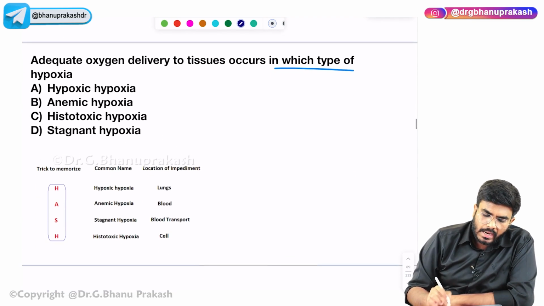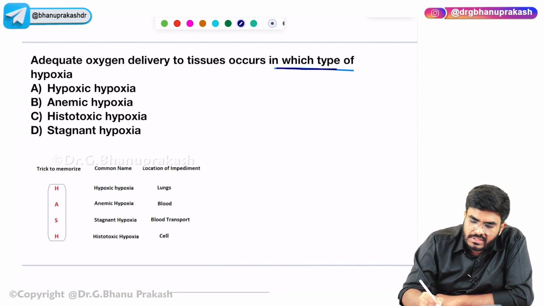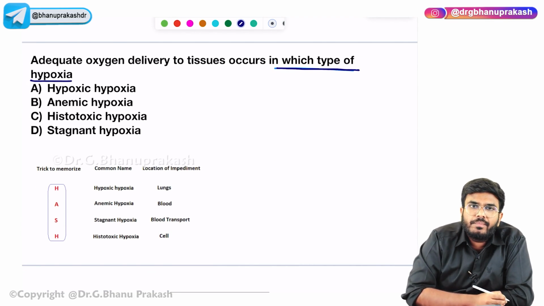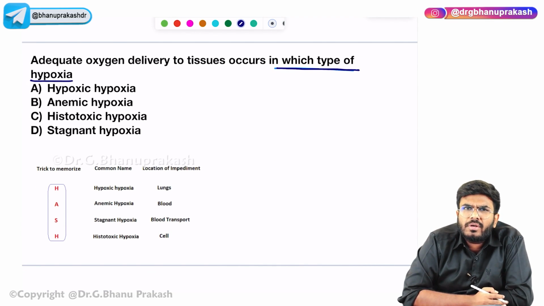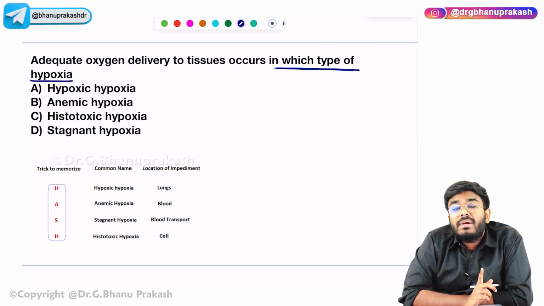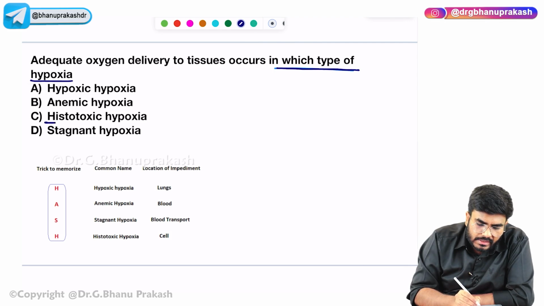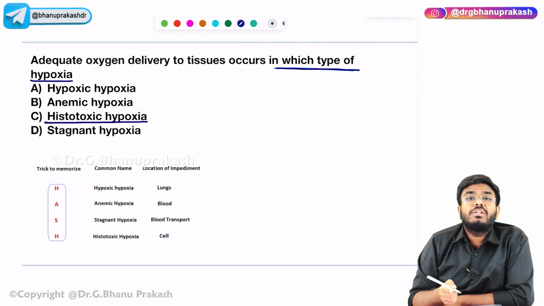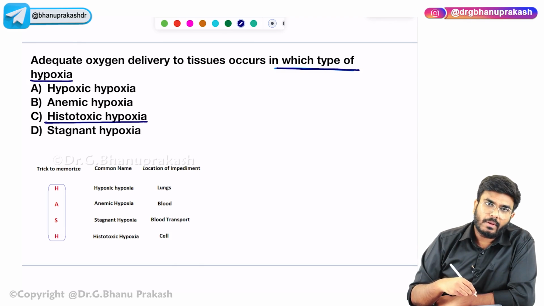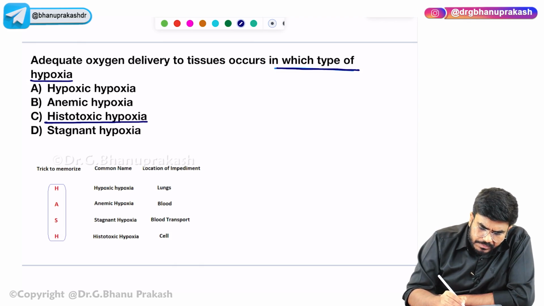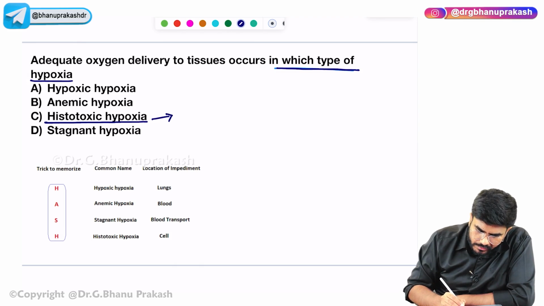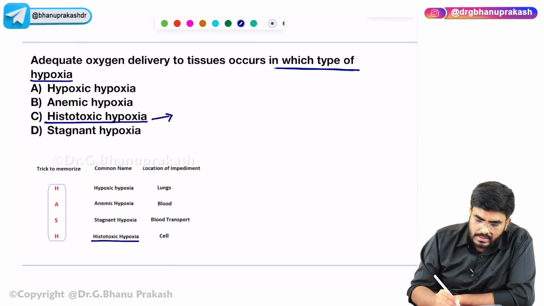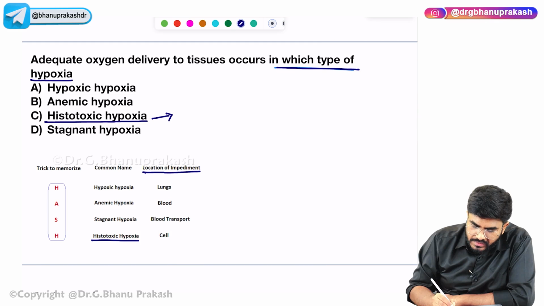Adequate oxygen delivery to tissues occurs in which type of hypoxia? I have already explained to you. In all the types of hypoxia, the oxygen is not properly delivered to the tissues. But in one type, histotoxic hypoxia, oxygen is delivered to the tissues, but the tissues are unable to use the oxygen. In histotoxic hypoxia, the problem is within the cell.